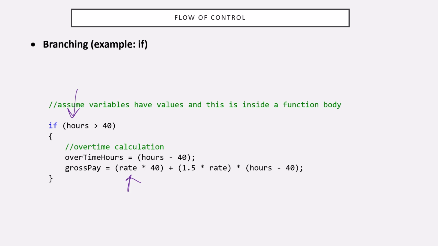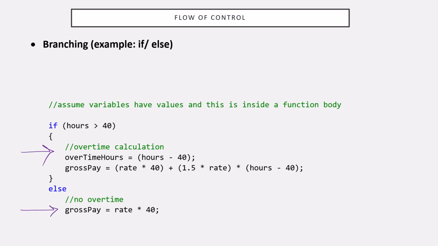So if hours is greater than 40, then you're going to go inside of here. If hours is not greater than 40, you're just going to continue on with your program. You can use an if with a matching else. So if hours is greater than 40, you go in here, and if it's not, you go here. Now you might notice that the if has curly braces to indicate a block of code, and the else does not. If you're only doing one statement, you don't need curly braces, but I recommend, just for readability, to put the curly braces. It makes it very clear what belongs in which block of code.